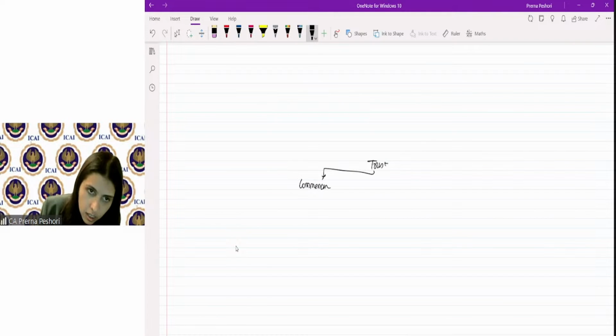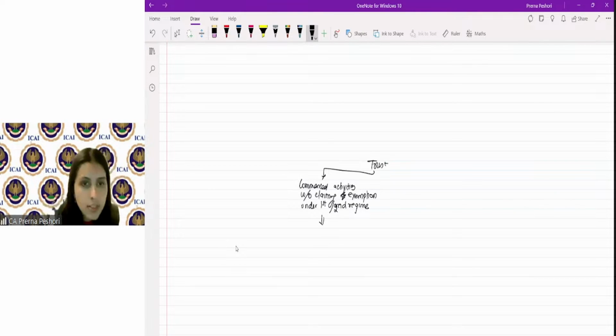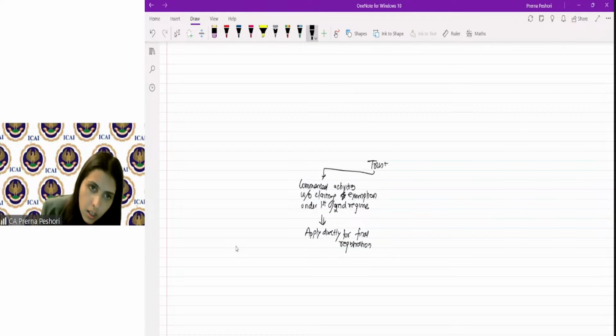Commencing activities without claiming exemption under first or second regime. Under first or second regime, apply directly for final registration.